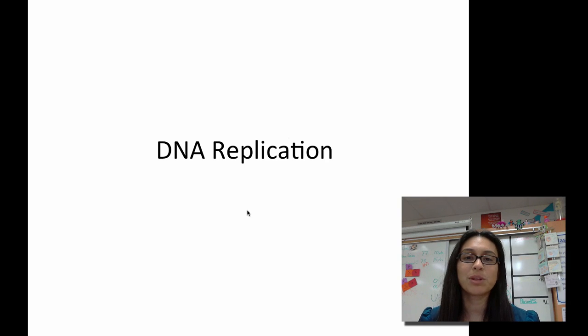Hey Mustangs, in these notes we're going to take a look at DNA replication. Now before we start the notes, I want to make this very clear. This is a super simplified look at DNA replication.